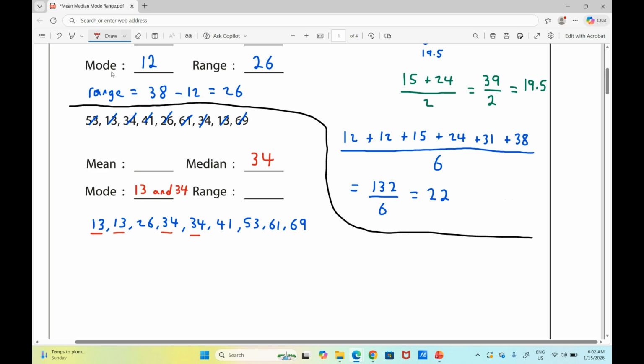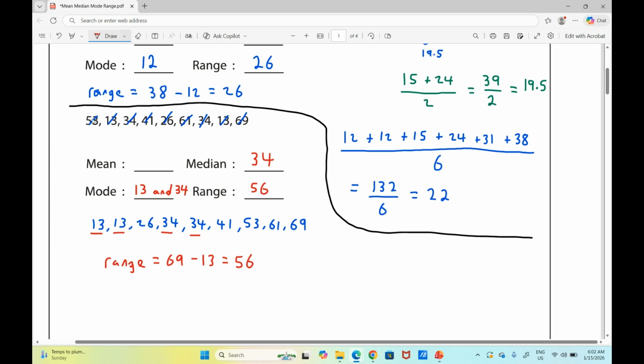Now let's find range. For range, I'm going to take my largest value, which happens to be 69, and I'm going to subtract my smallest value, which happens to be 13. And then the answer will be my range. So in this case, my range is going to be 56, because 69 minus 13 is 56.